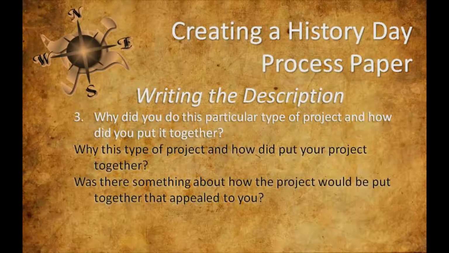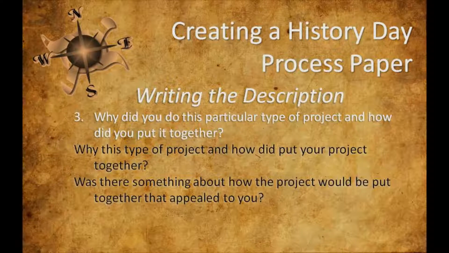The third question is, why this type of project, and how did you put the project together? Was there something about how the project would be put together that appealed to you? As far as putting it together, when you first write the process paper, you'll probably be writing in future tense. That's okay for the rough draft. Write your idea of what you're going to do. When it comes to the final draft, just go back and change it to the past tense.